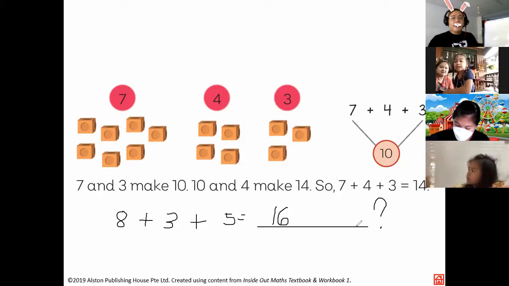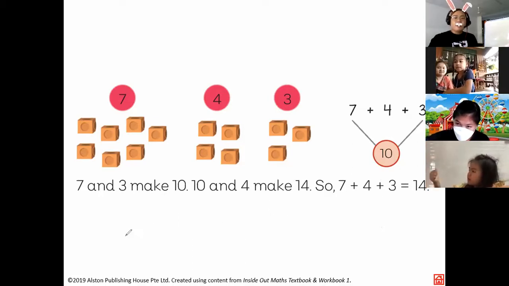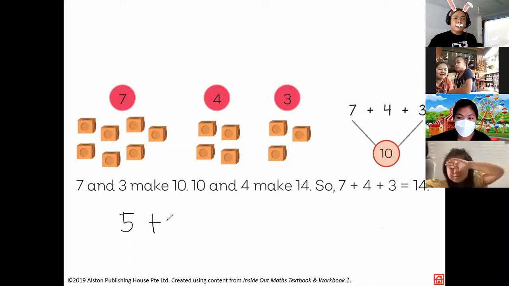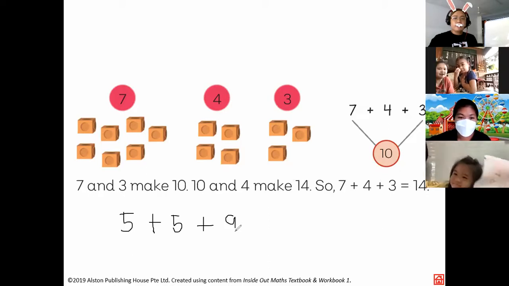16. Okay, very good. What about this one? I have 5 plus 5 plus 9. What's the answer?